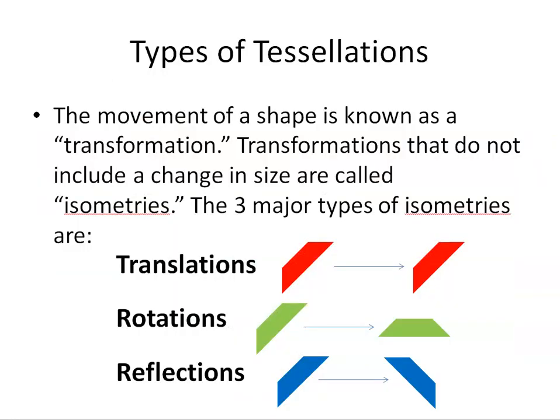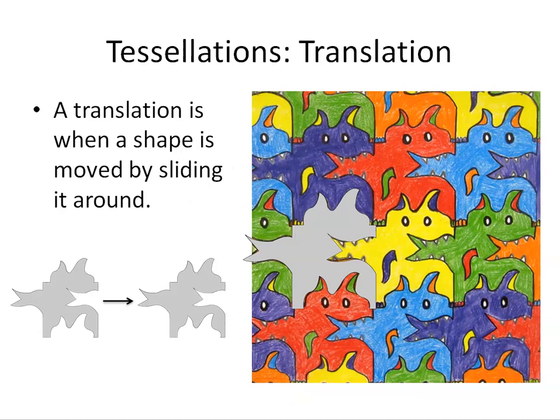There are 3 different types of tessellation transformations. Transformation just means change. And there are 3 ways of changing them. You can translate, you can rotate, and you can reflect. So we're going to go into a little bit more detail about what each of those means, because those are big confusing words. So the first one is translate.